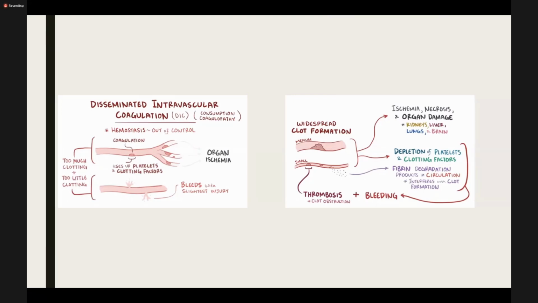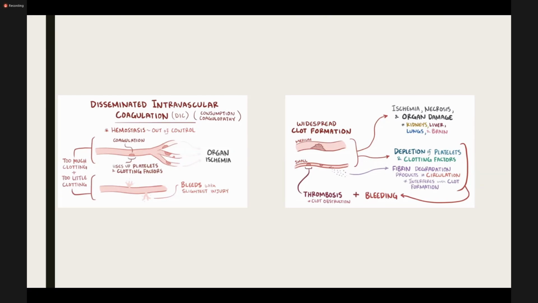So the first thing that happens is they're going to clot too much. Then later on, they're going to bleed too much, because the clotting factor is gone. That's why in DIC, all clotting factors are going to be low. Everything is low, even platelets are low. The only thing that's going to be high is your bleeding time.